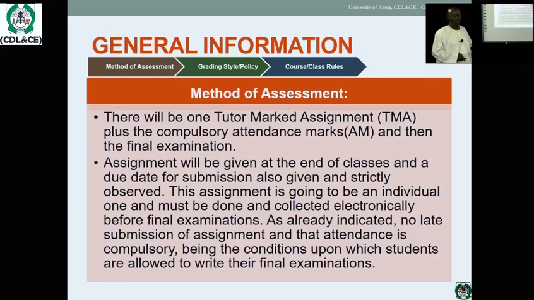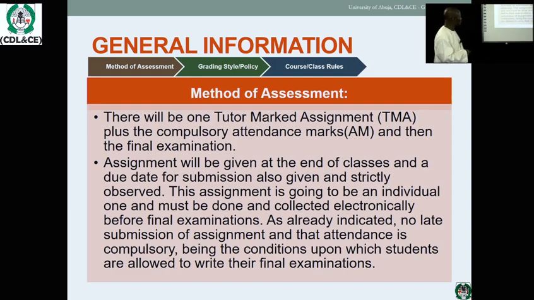Now, general information. There is general information which we need, particularly because it relates to the method of assessment, grading policy, and course rules. These are very important because you must know the basis or the rules that will guide our interaction in this endeavor. Knowing and adhering to these rules will help us a lot to move together and achieve our aims.